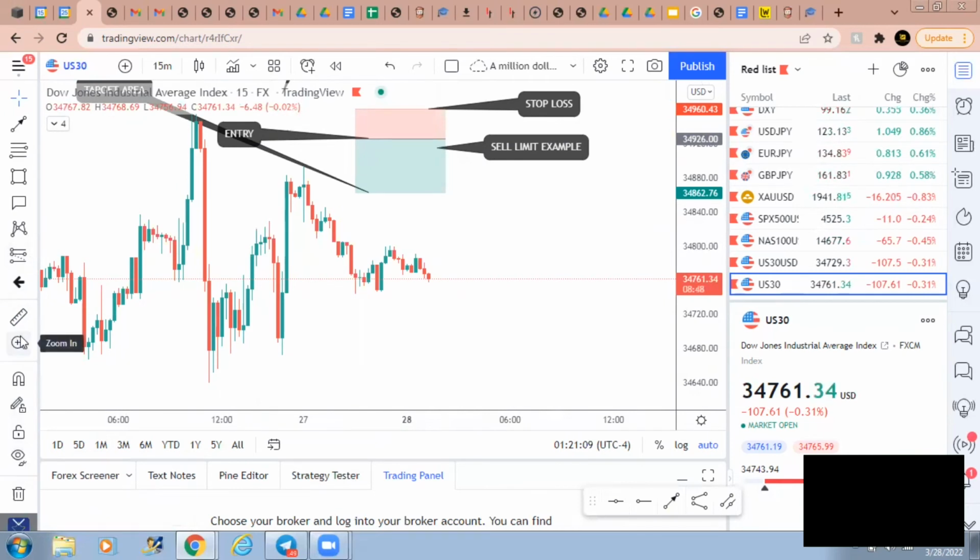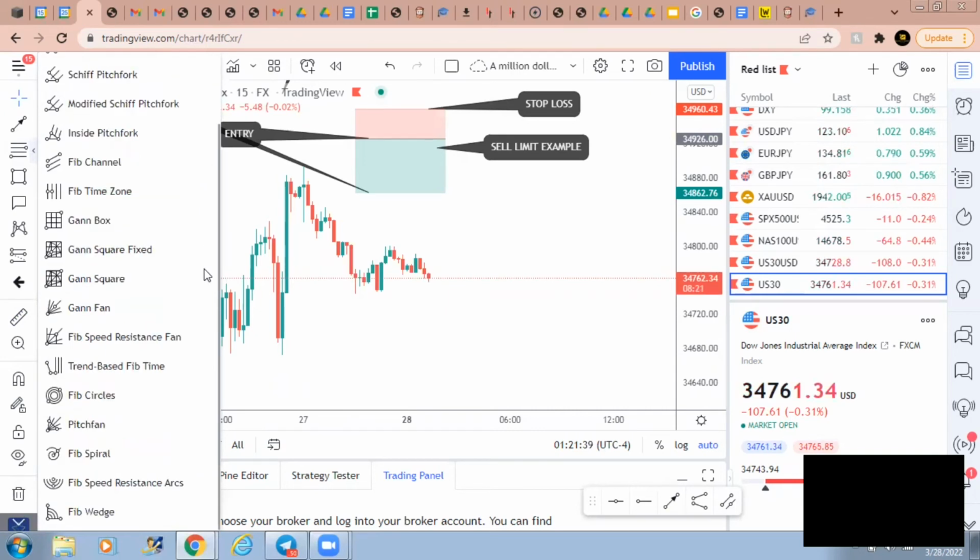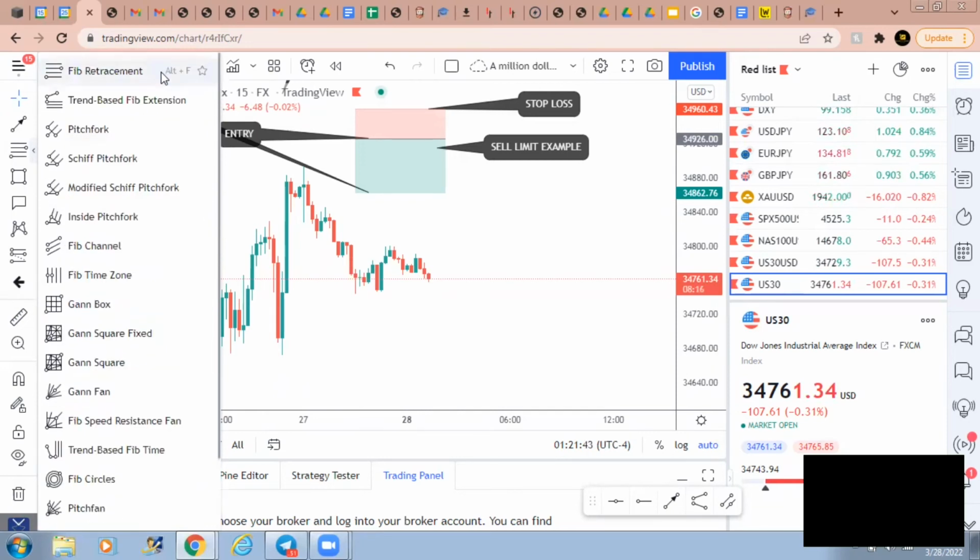And also, you do have the zoom in. Excuse me. You have the Fibonacci right here. The Fibonacci, and all the other wonderful tools: the pitchfork, the Schiff pitchfork, fib time zone, fib channel, the Gann square, the Gann box. Let's just take a look at them. Oof, fib wedge, fib speed resistance arcs, everything is here, right?